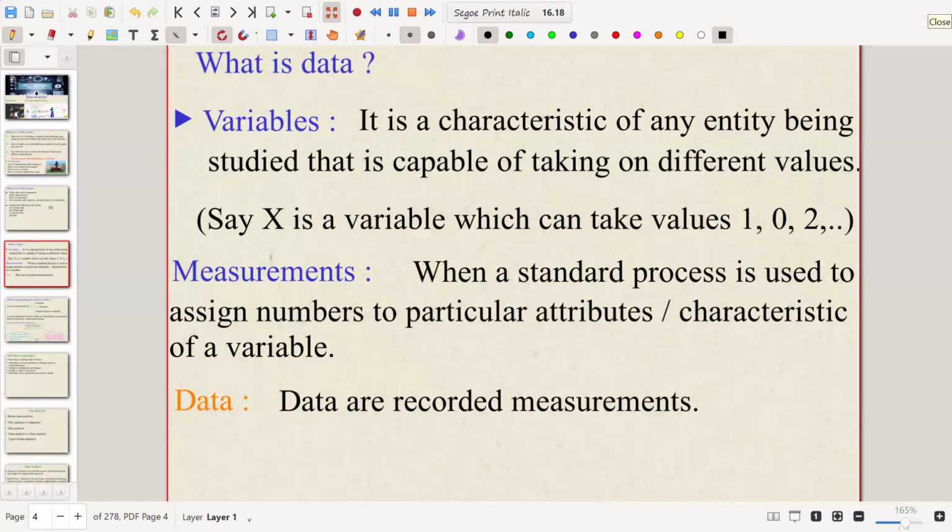So suppose x is a variable and it can take any values like 0, 1, 2, 3, 4, 10, 20, 100,000, something like that. What are measurements? So when you apply a standard process to assign numbers to a particular attribute of a variable, that is known as a measurement. Like weight is a variable.